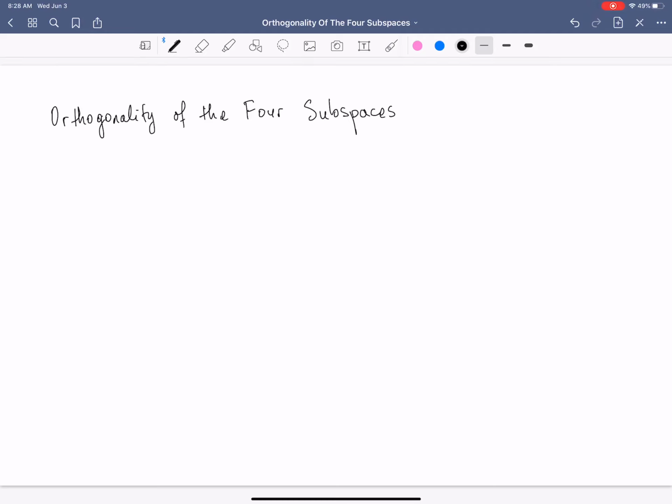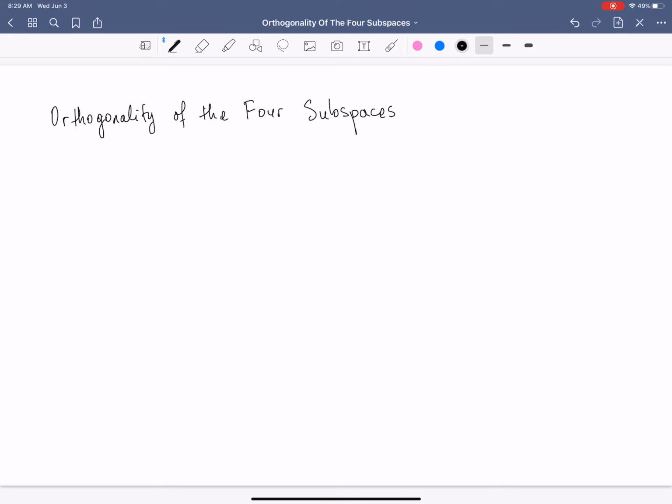Hey everyone! Today we'll be talking about orthogonality of the four fundamental subspaces of a matrix, and with this we will complete our picture and our fundamental theorem of linear algebra. Before we can move into the subspaces, first let's define what it means for two spaces, or two subspaces, to be orthogonal.